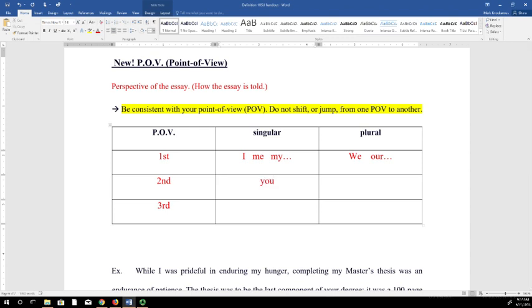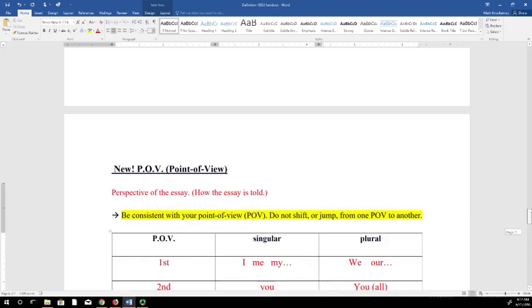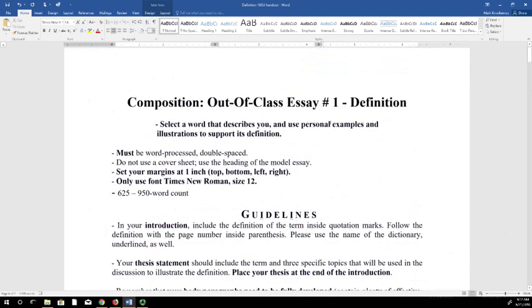Now, when we move to the second, this is the direct address. This is when we talk directly to the reader, right? You, or in the plural, you all. Now, third person, this is when we talk about. Right. So this probably sounds familiar, right? Talking about.